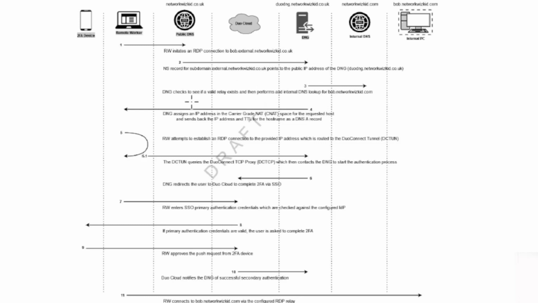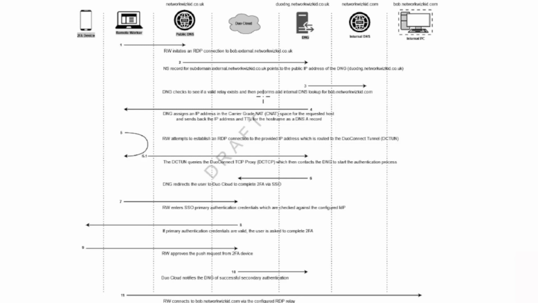From there then, the DNG checks to see if a valid relay exists and then performs an internal DNS lookup for bob.networkwizkid.com. And excuse me, because I am trying to focus on the little text as well as doing this for you guys as well. So I'm really testing my eyesight at the minute.